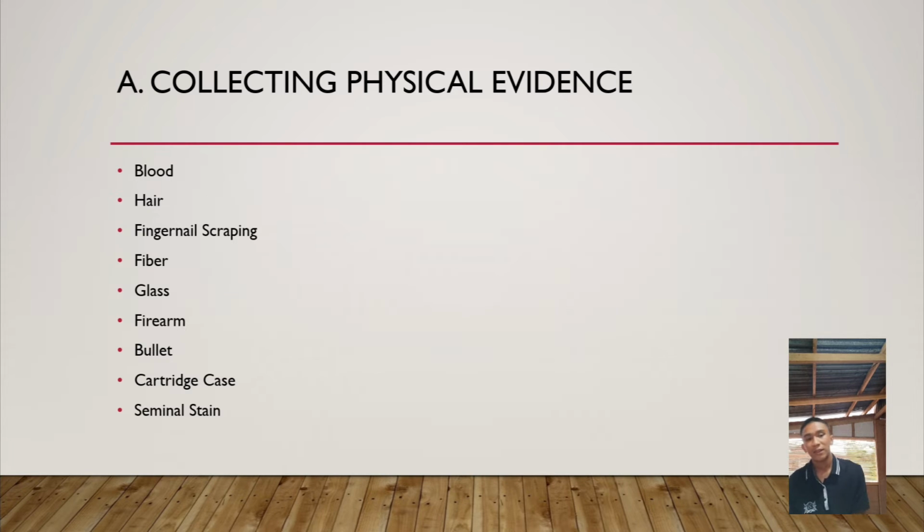The eighth one, cartridge case. This can also provide vital information as to the type of weapon used, the type of ammunition, and whether or not the case was fired in the specific weapon, if a weapon is available for the fire testing. So this is how to collect cartridge case.